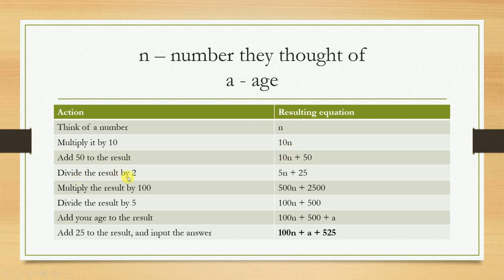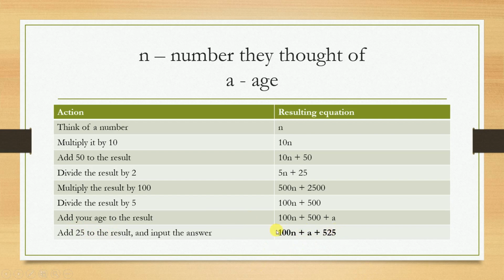And then we tell them to divide it by 2, so it becomes 5n plus 25. And then multiply it by 100, that becomes 500n plus 2000. We ask them to divide the result by 5, so that becomes 100n plus 500. And then we tell them to add their age to the result, so that becomes 100n plus 500 plus a, which was the age. And then we say add 25 to the result, just to put some salt. So they add 25, and then it becomes 100n plus a plus 525.